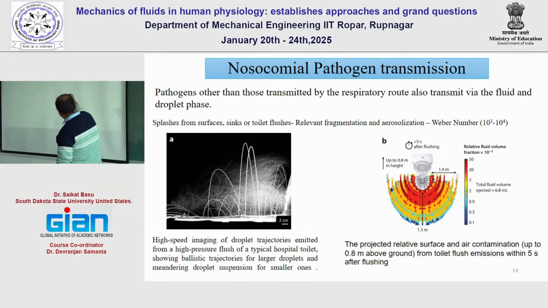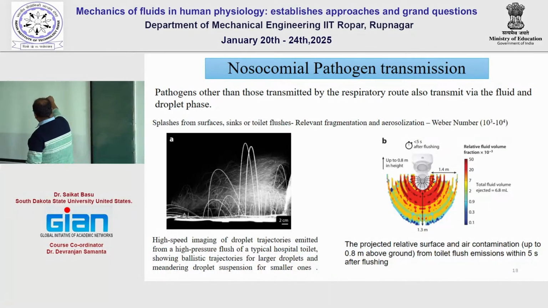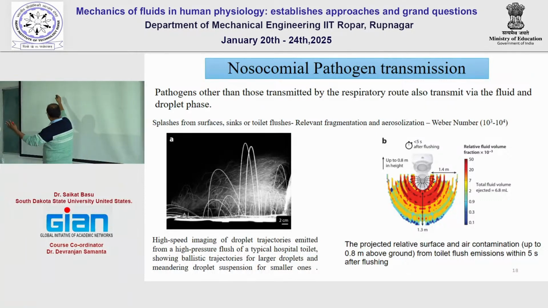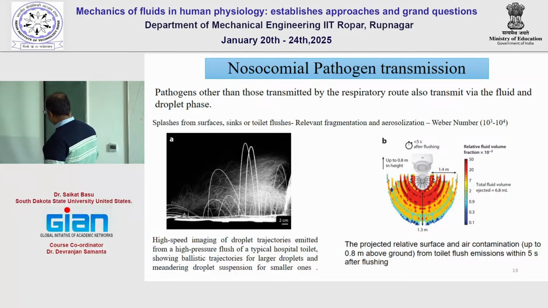So this term, nosocomial pathogen transmission, by definition means pathogens which are transmitted by a route other than the respiratory route, like, let's say, other than direct air transmission. If these kinds of things happen, then you get some sort of long jet or the splashes from surfaces, like toilet flushes. Basically the water impacts the surface, then it releases smaller droplets in the air. Here the relevant Weber number is 10 to the power 3 to 10 to the power 4.